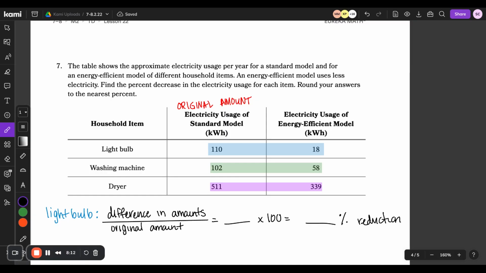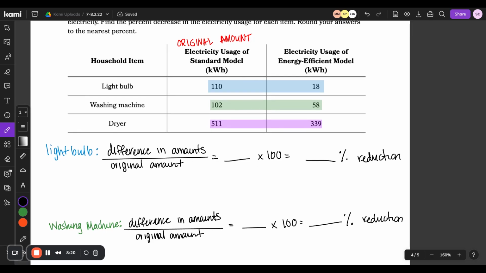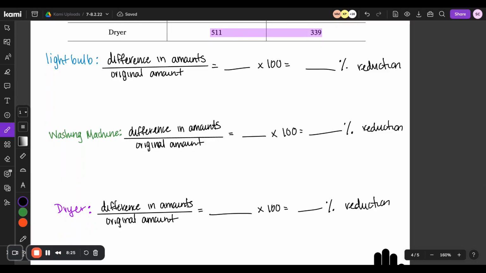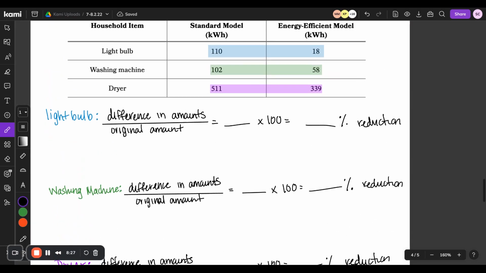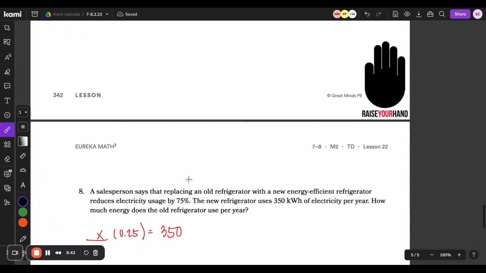So for each of these, for the light bulb, your original amount is going to be 110. For the washing machine, your original amount is going to be 102. And then for the dryer, your original amount is going to be the 511. So remember, for the first part in your numerator, you are just subtracting. Make sure you do the bigger number minus the smaller number, divided by what the original amount is, multiplying by 100 to figure out what your percent is for each of these for number 7.